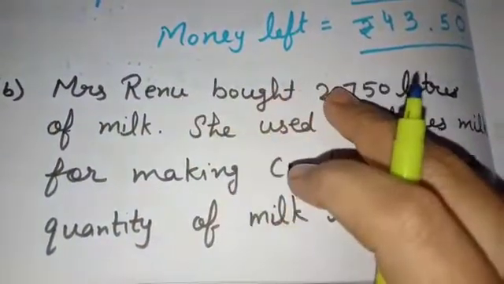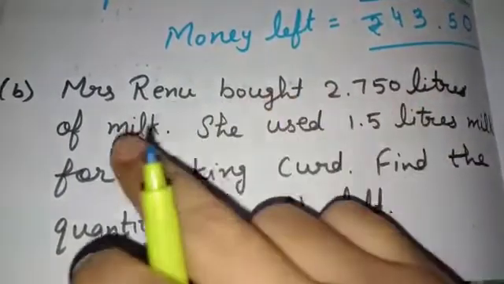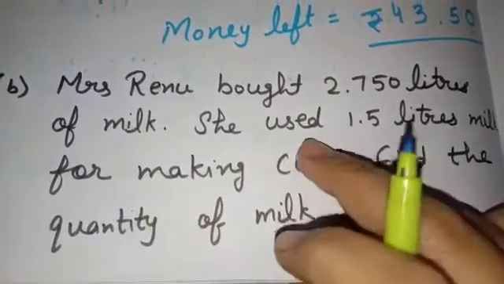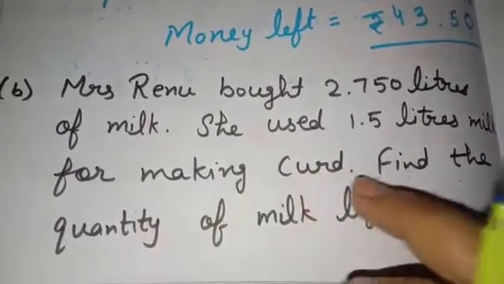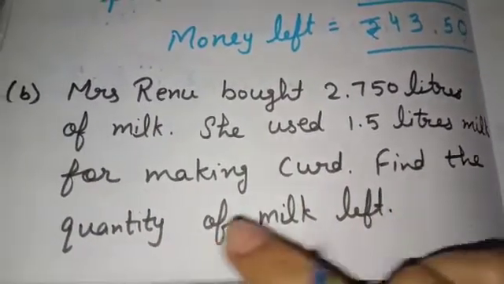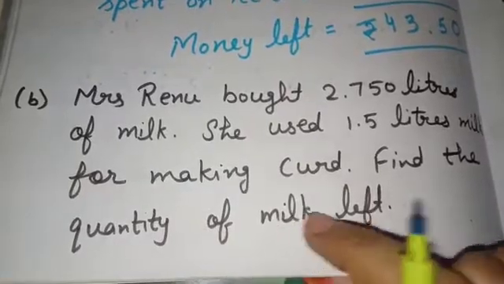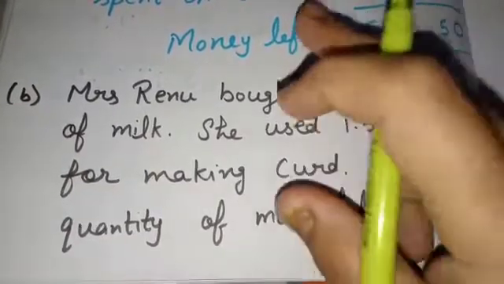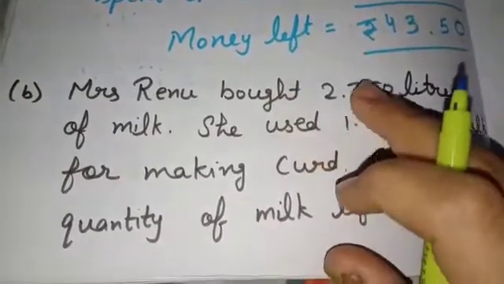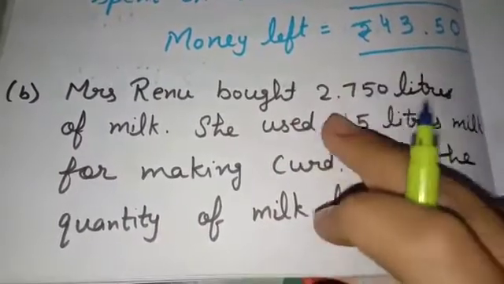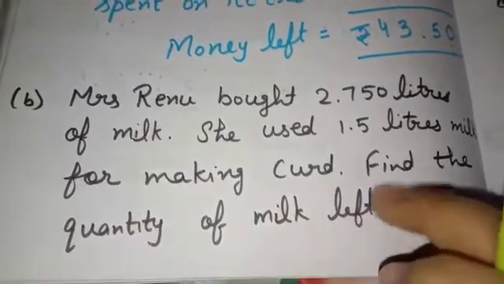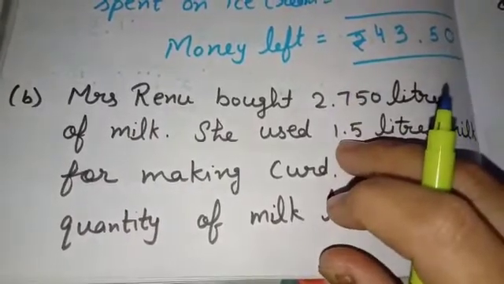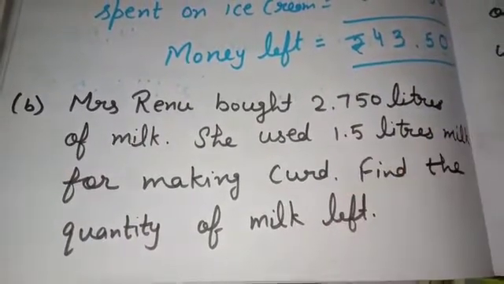B part of the question is, Mrs. Renu bought 2.750 liters of milk. She used 1.5 liters of milk for making curd. Find the quantity of milk left. The same as we did in the first question, total quantity of milk is given, used milk is given. How will we find the left milk? By subtraction. Okay, this question you will do on your own.